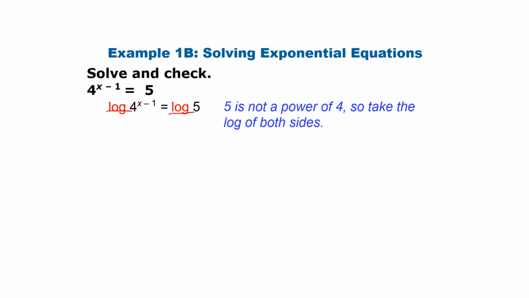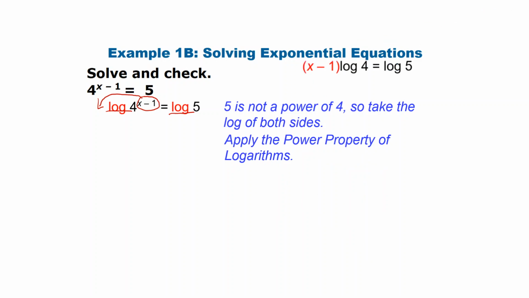Before I do that, I need to get rid of this, and I have a power rule that says I could take my exponent and just stick it out here. All right, and so that's called the power property of logarithms, and when we do that, we see that I have x minus 1 times log 4 equals log 5.